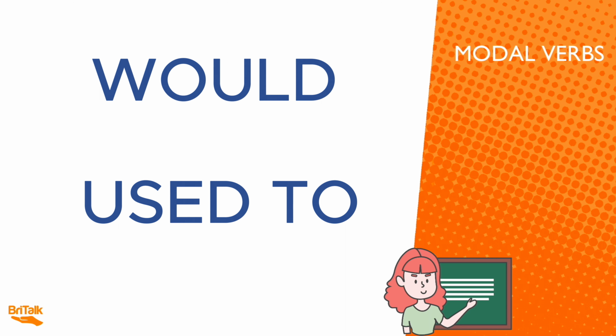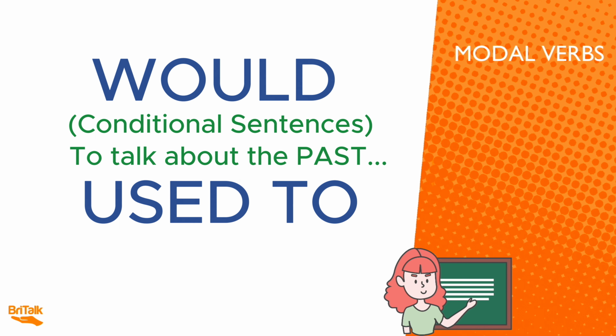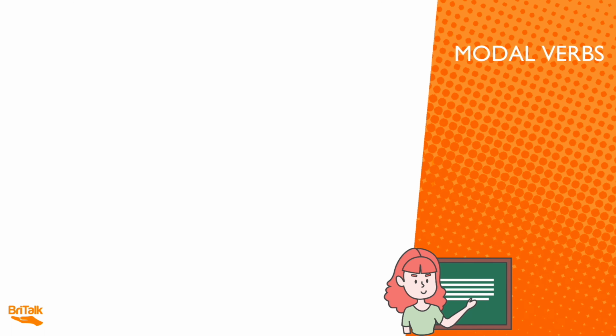Now, I'm sure you've seen the word would used for conditional sentences, but today we're going to look at another use of would to talk about the past. So first of all, what is a modal verb? Modal verbs can change the meaning of a sentence.